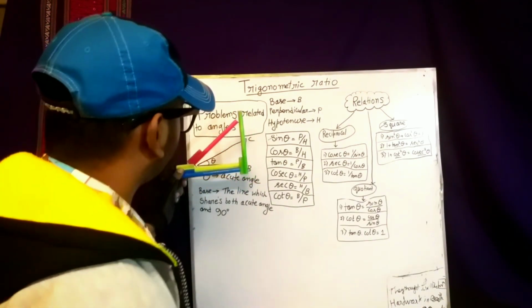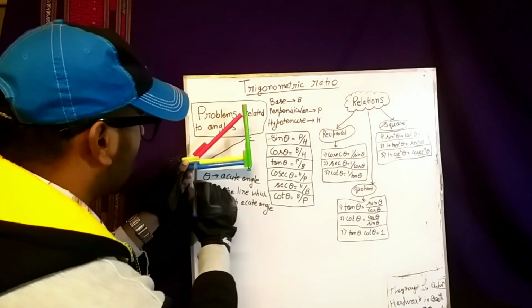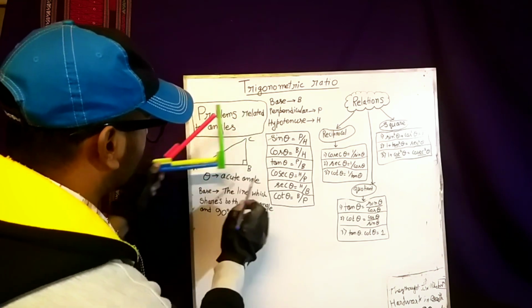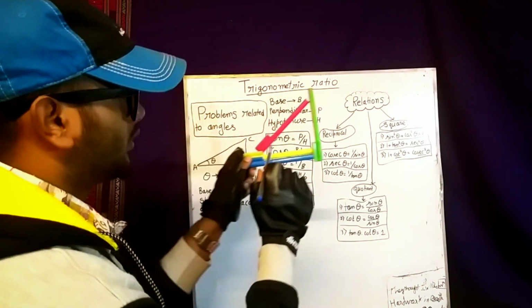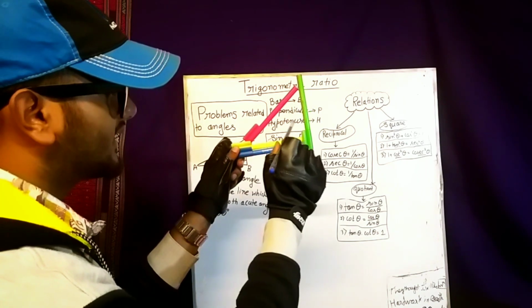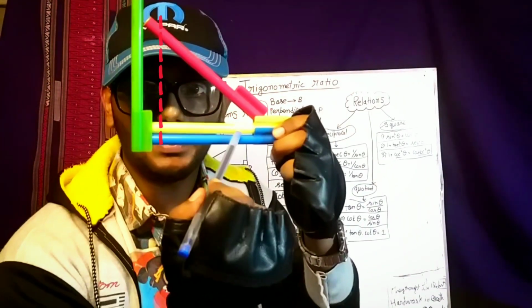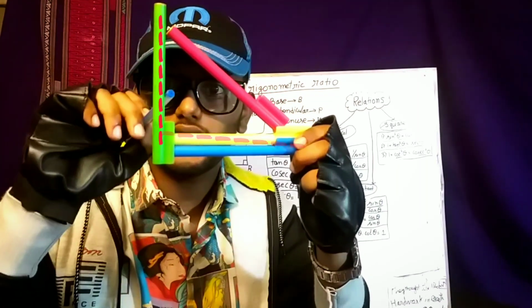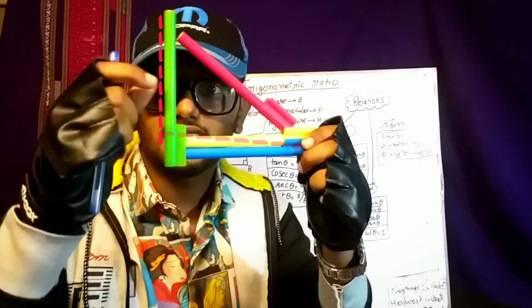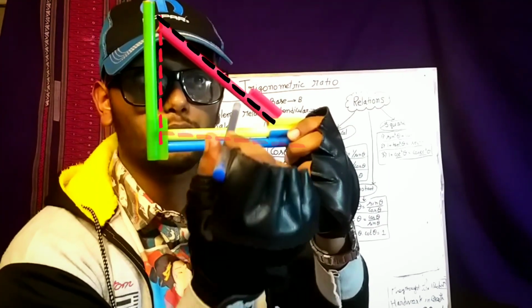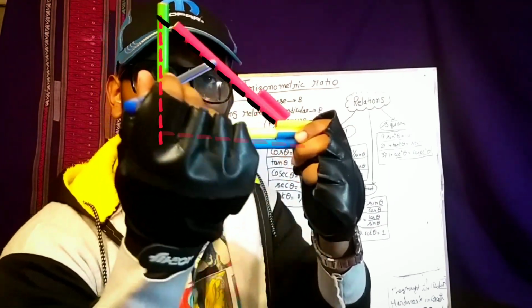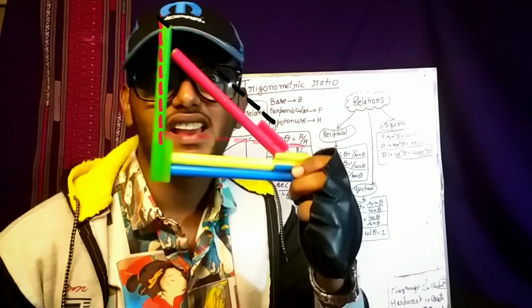degree. Okay. So the line which shares the acute angle and the 90 degree, this one is the base. The line corresponding to 90 degree, this one is the perpendicular, and the line corresponding to this acute angle, this one is the hypotenuse. Always remember the hypotenuse is the greatest line of the triangle.